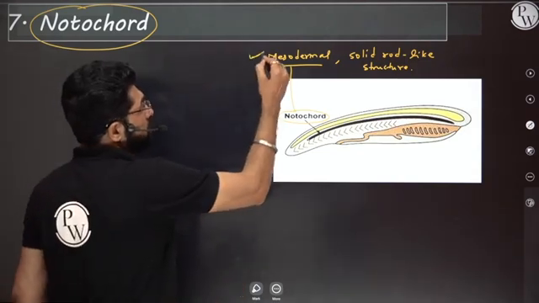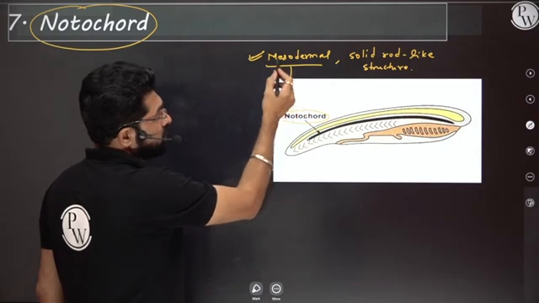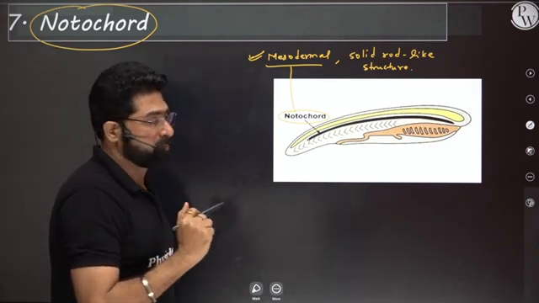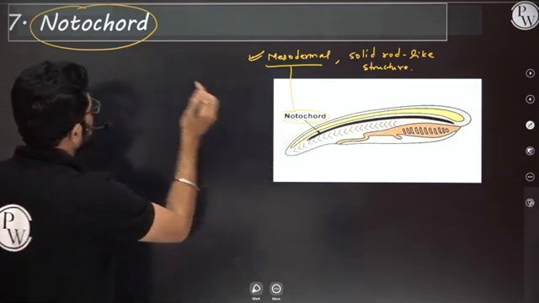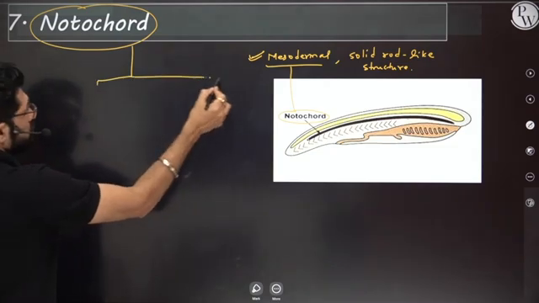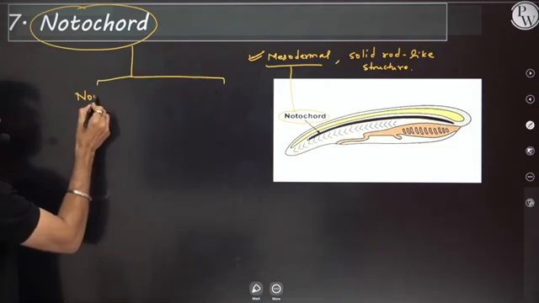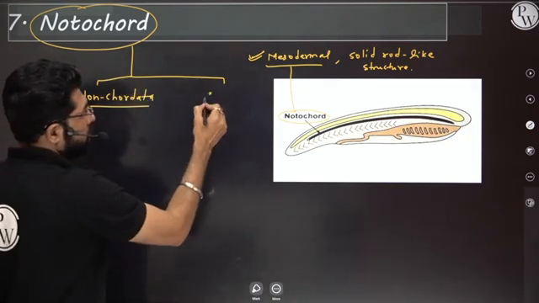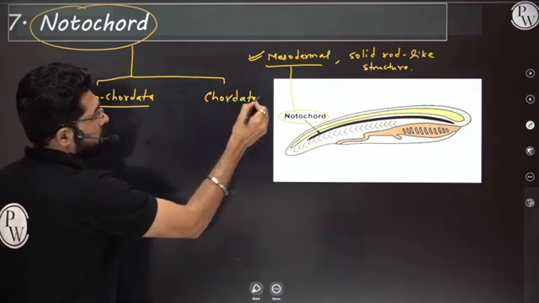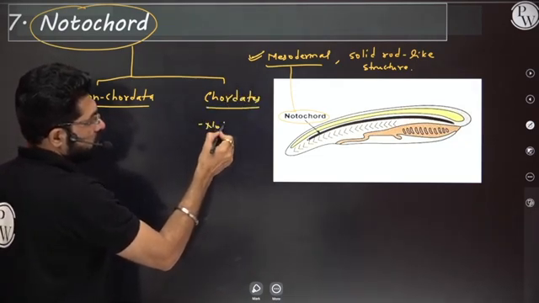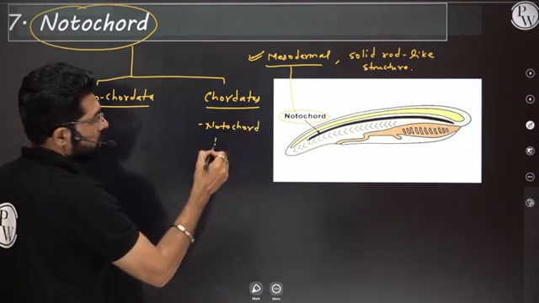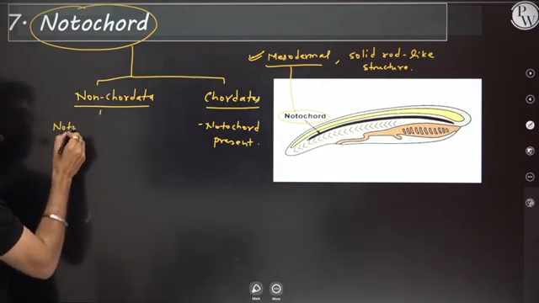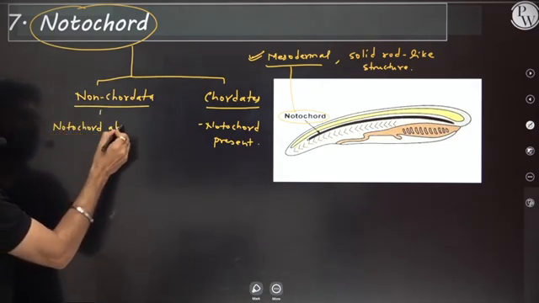So this is mesodermal and taking origin from mesoderm, and there is rod-like structure which develops further into what? That is your vertebral column. Due to this notochord, the organisms can be of two types. One is the non-chordates which don't have the notochord, and the chordates which have notochord present. So notochord present here and notochord absent here. Now one question I'll ask you. Notochord is absent.